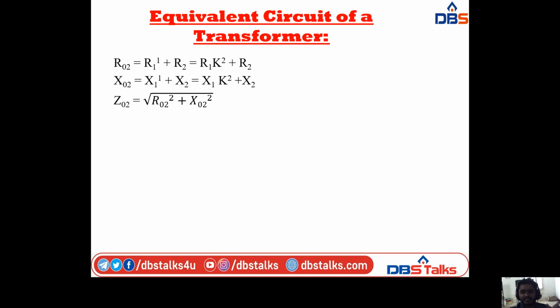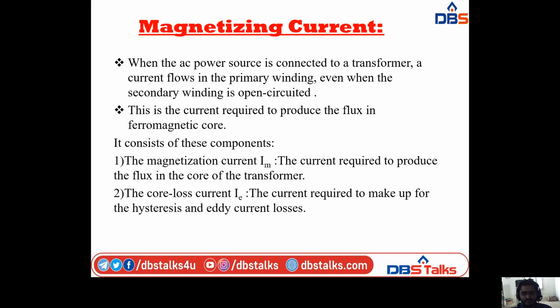So from that I am writing Z02 is equal to the root of R02 square plus X02 square. Okay. Next, that is the explanation for the equivalent circuit of a single phase transformer.